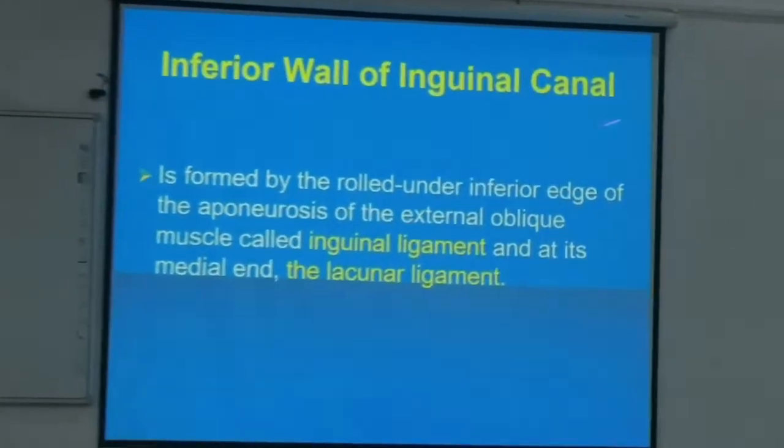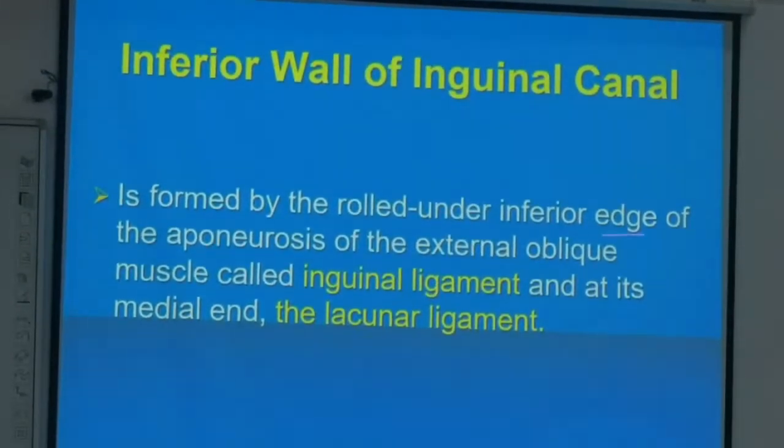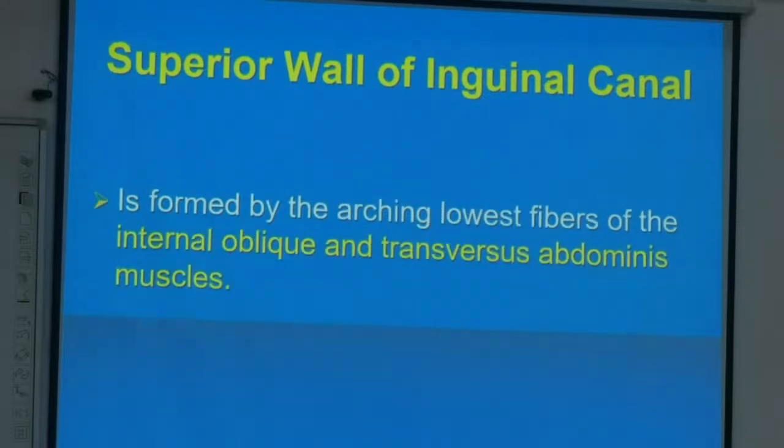Now, inferior wall of the inguinal canal. It is formed by the rolled under inferior edge of the aponeurosis of the external oblique muscle called the inguinal ligament, and at its medial end the lacunar ligament. These two are forming the inferior wall. Next. Now, superior wall or roof. It is formed by the arching lowest fibers of the internal oblique and transversus abdominis muscle.